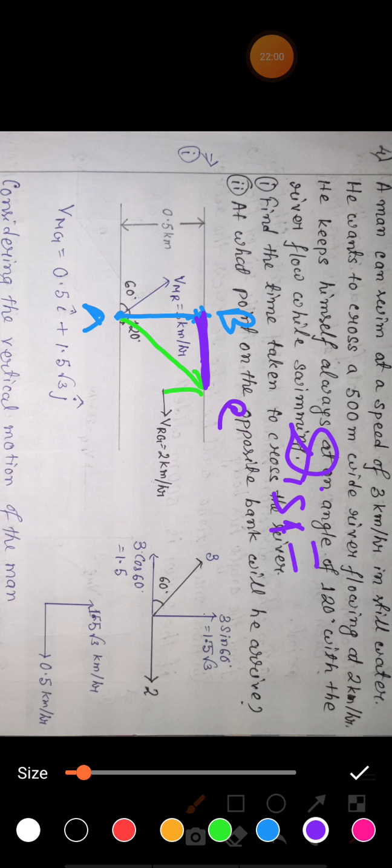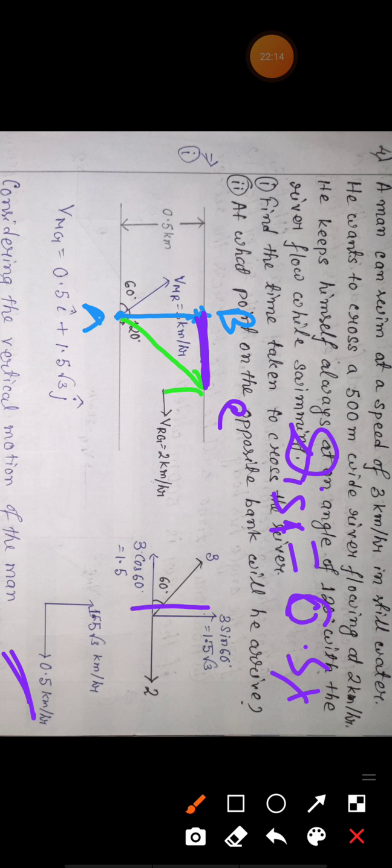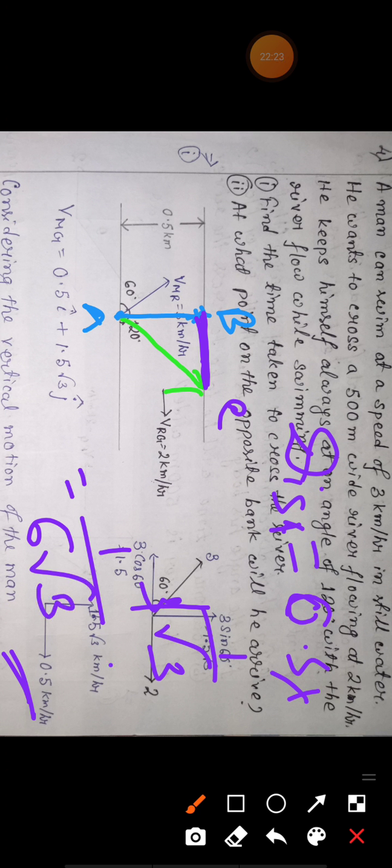which is speed into time. For speed we take the horizontal component of velocity, which is 0.5. So the horizontal component 0.5 into the time, which we found is 1 by 3 root 3. Since 0.5 means half, that gives 1 by 6 root 3 kilometer. So this is your final answer: BC distance is equal to 1 by 6 root 3 kilometer.